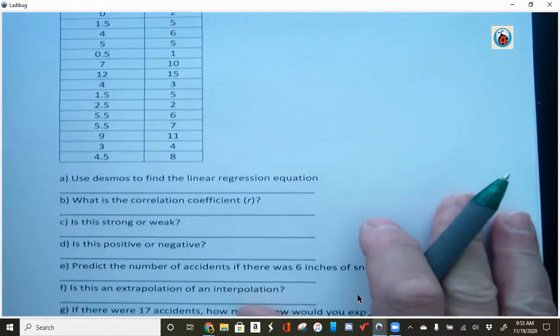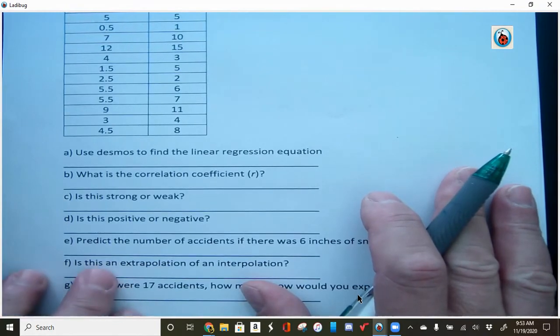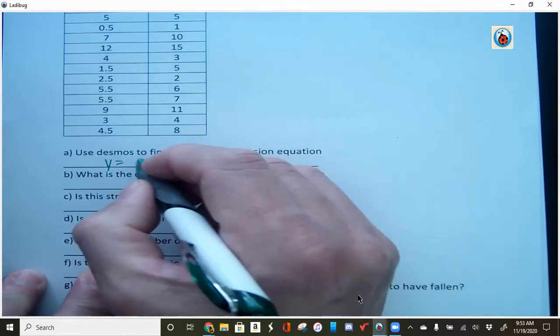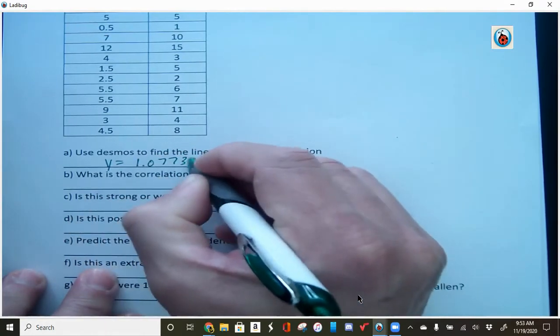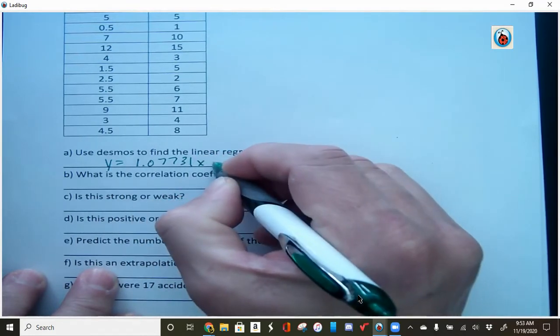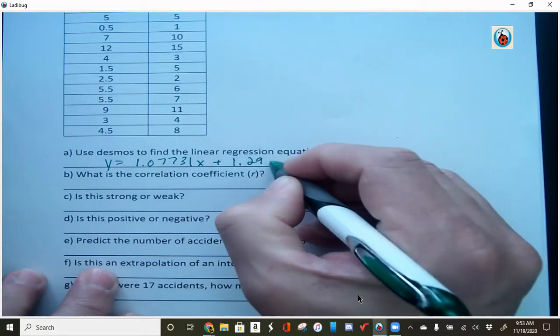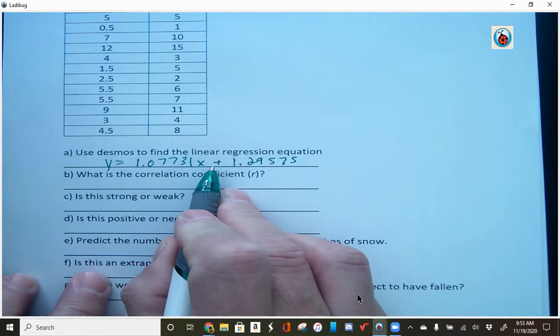supposed to go. Okay, so for question A, use Desmos to find a linear regression equation. Okay, well, I know my slope. My slope is 1.07731, and I'm using all of the decimals. My y-intercept is 1.29575. It was a positive y-intercept, which is why there's a positive here.